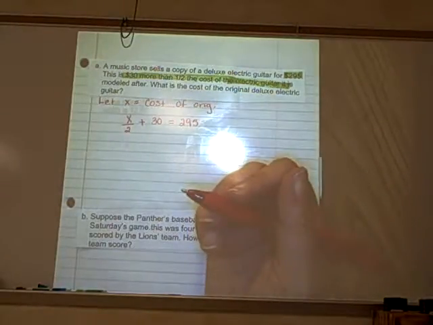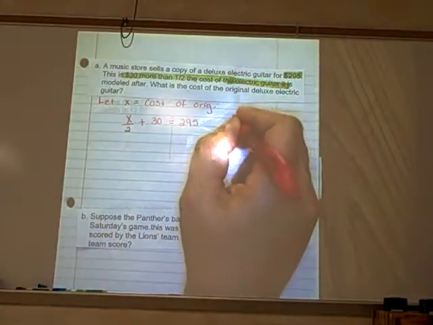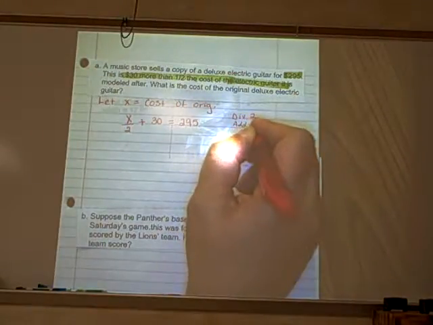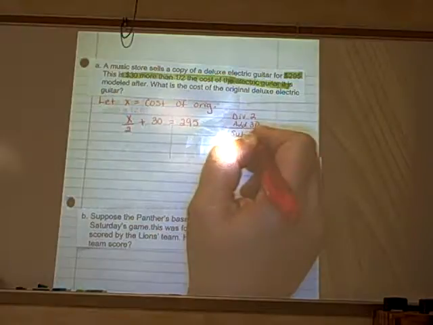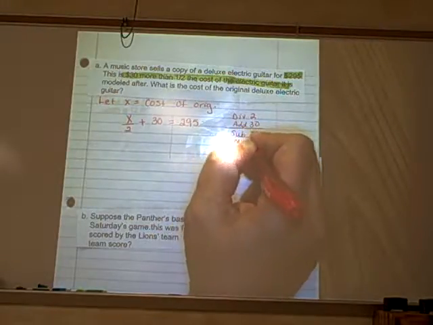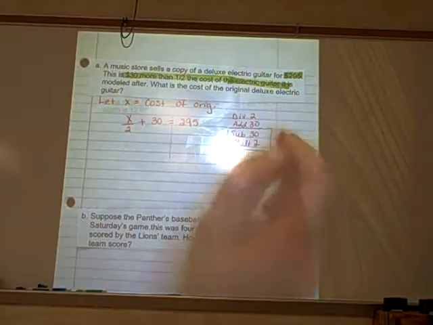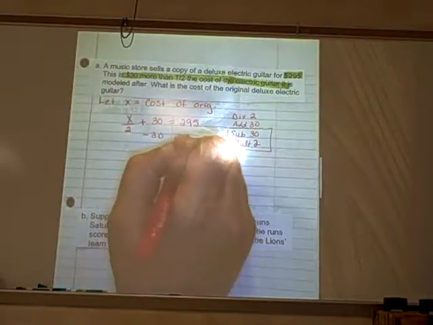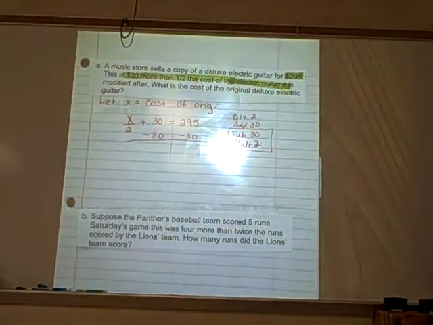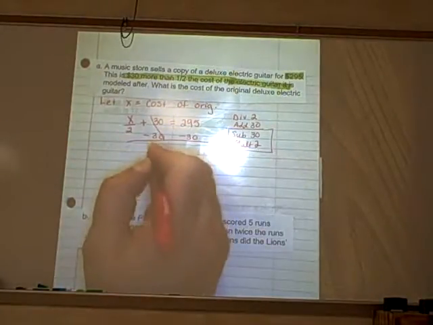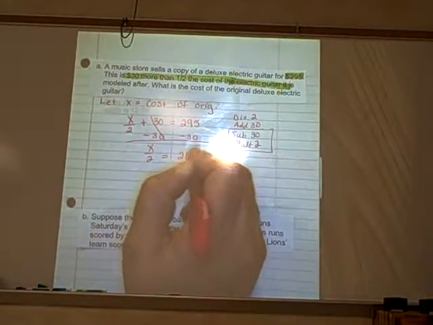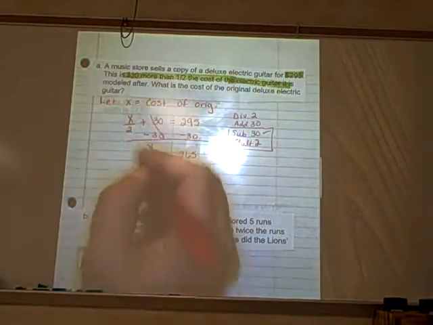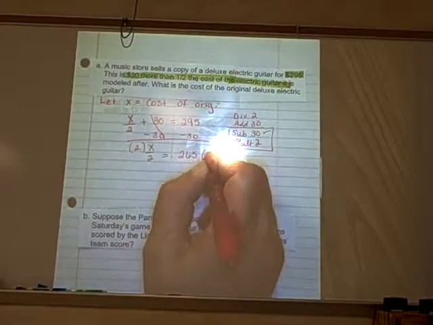What's happening to x right there? It's being divided by 2. What else? It's also being added to 30. So to unwrap those steps, you need to subtract 30 first, and you get x over 2 equals 265. And then what do I need to do? Multiply by 2. This is where a lot of people mess up because they divide instead of multiply.